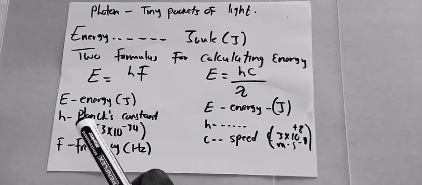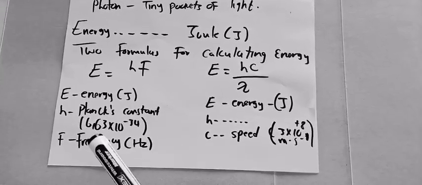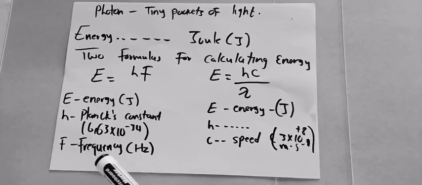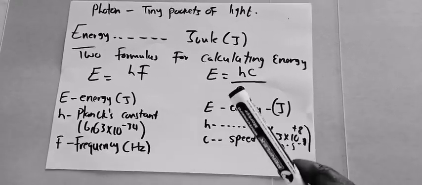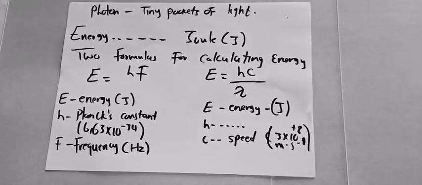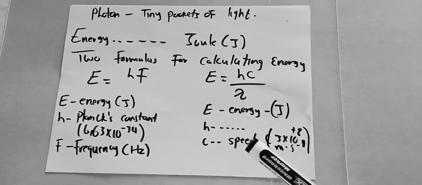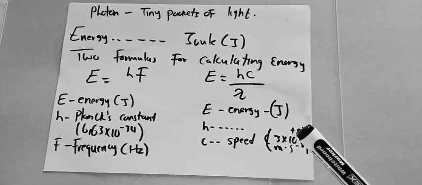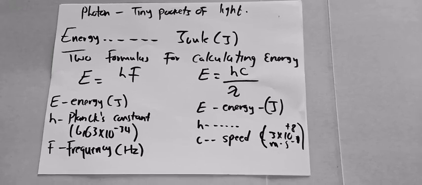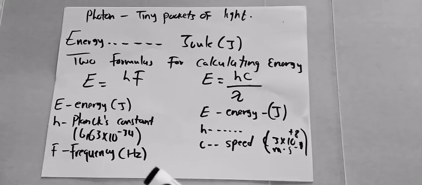E is the energy measured in joules, h is Planck's constant, which you must know, 6.63 times 10 to the power negative 34, and f is the frequency measured in hertz. Then on the other side we have E equal to hc over lambda. E is our energy, h is Planck's constant, c is the speed, 3 times 10 to the power 8 meters per second. So we use these formulas to calculate what?